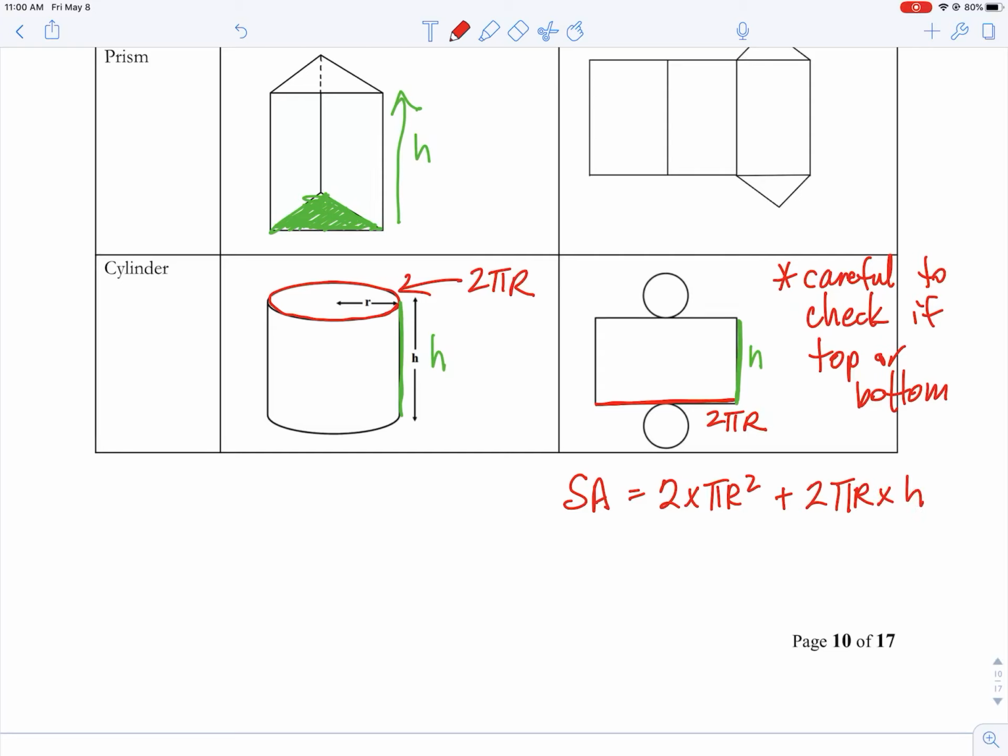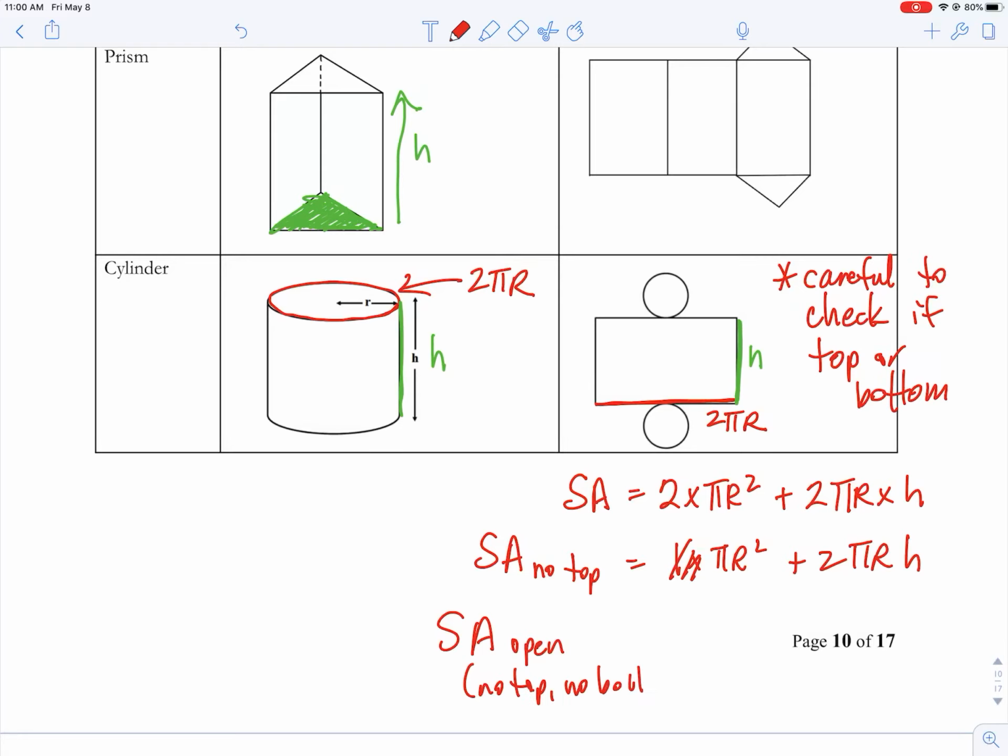times h. If there was no top, then the surface area with no top would just be 1 pi r squared, and we wouldn't even have to write that 1, plus the 2 pi r h. And if there was no top and no bottom, so like open, no top, no bottom, then we wouldn't have any circles at all. It'd just be that 2 pi r h.